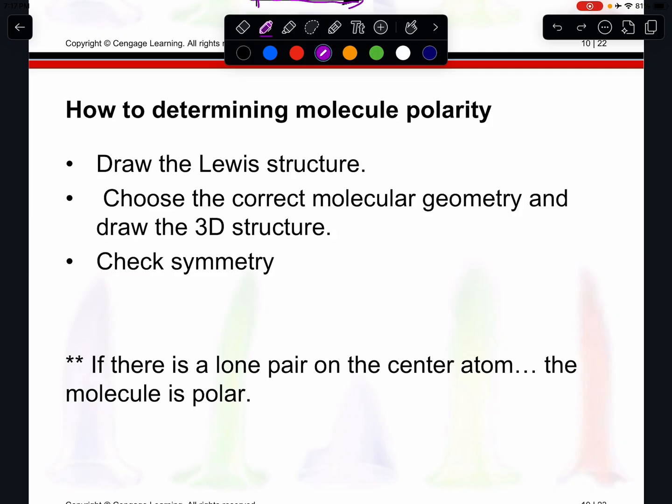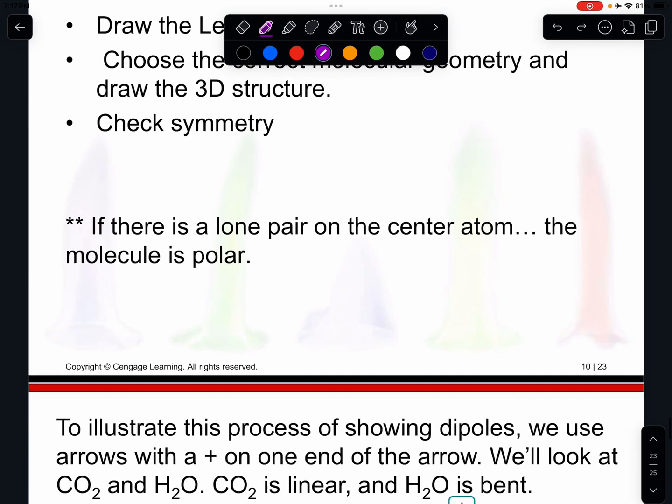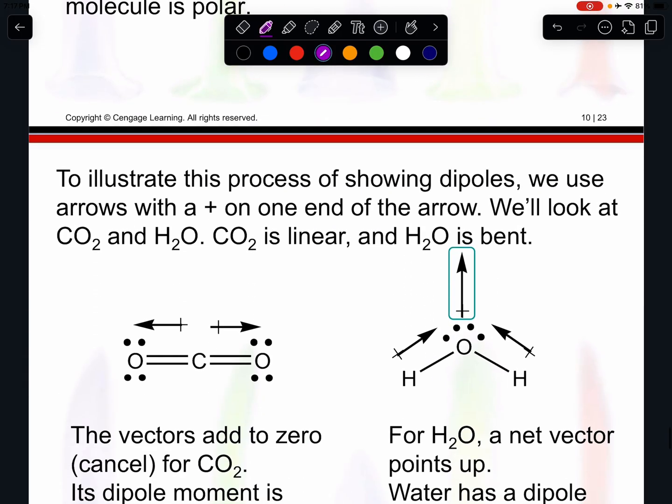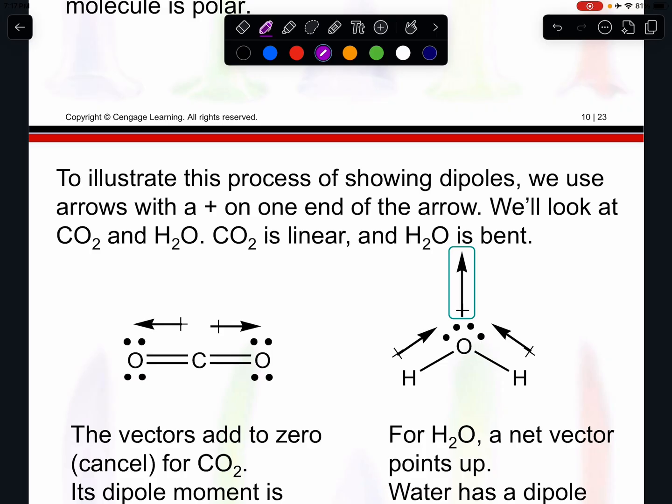So as I've hinted earlier, to determine if a molecule is polar, you're going to first draw the Lewis structure. A lot of times this also relates to VSEPR, molecular geometry and shape. You do not need to draw the 3D structure to exactly figure out polarity. It does help. And then you're going to look at symmetry. Now I do have a little bit of a hint here. If there are one or more lone pairs on the center atom, it is automatically polar. So it's just something to keep in mind. Polar is a lot more common as a molecule type.